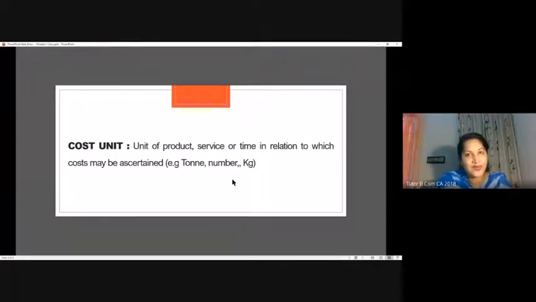It's purely used for assigning cost to a particular product or service. So a unit of product or service or time in relation to which cost may be ascertained is what we call a cost unit. I have put a few examples like ton, number, or kg. See, I will say 100 bricks. The cost of producing 100 bricks is maybe 5,000 rupees or 6,000 rupees. So likewise, I assign cost based on some unit. That's what we call a cost unit, right?